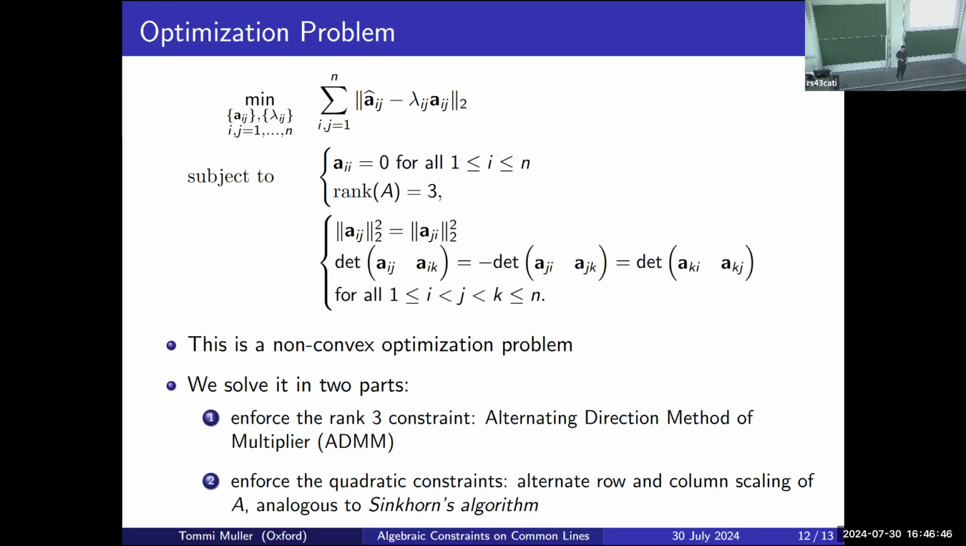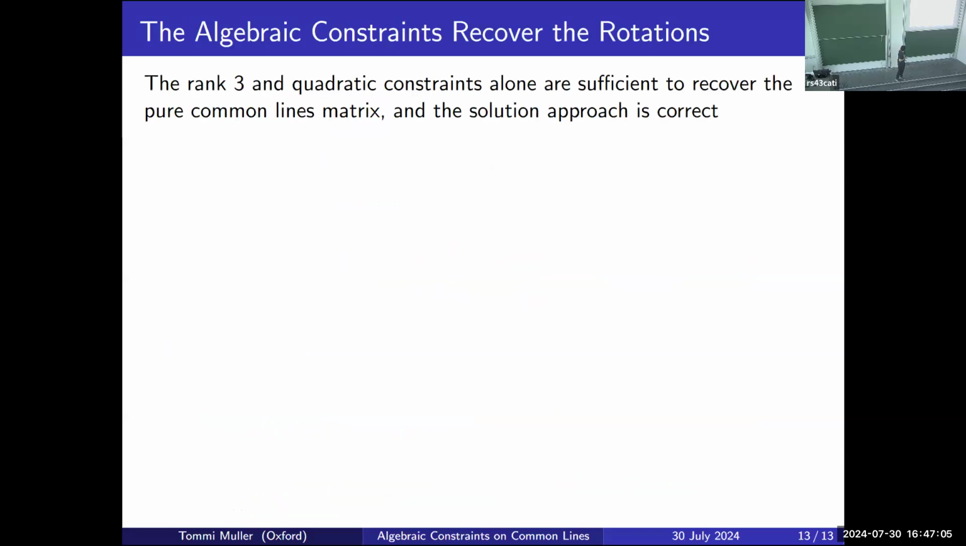So far, this looks very dodgy, very sketchy. It's a non-convex problem, and I've told you some sketchy way of trying to solve it. But I will show you that this is the right approach. It works in theory, and it will give us exactly what we want. So what have I promised so far? My first promise was that rank 3 and quadratic constraints are enough. You don't need a full characterization of this variety of pure common lines matrices. And the second promise I just made was that this seemingly dodgy way of solving the problem actually does work.